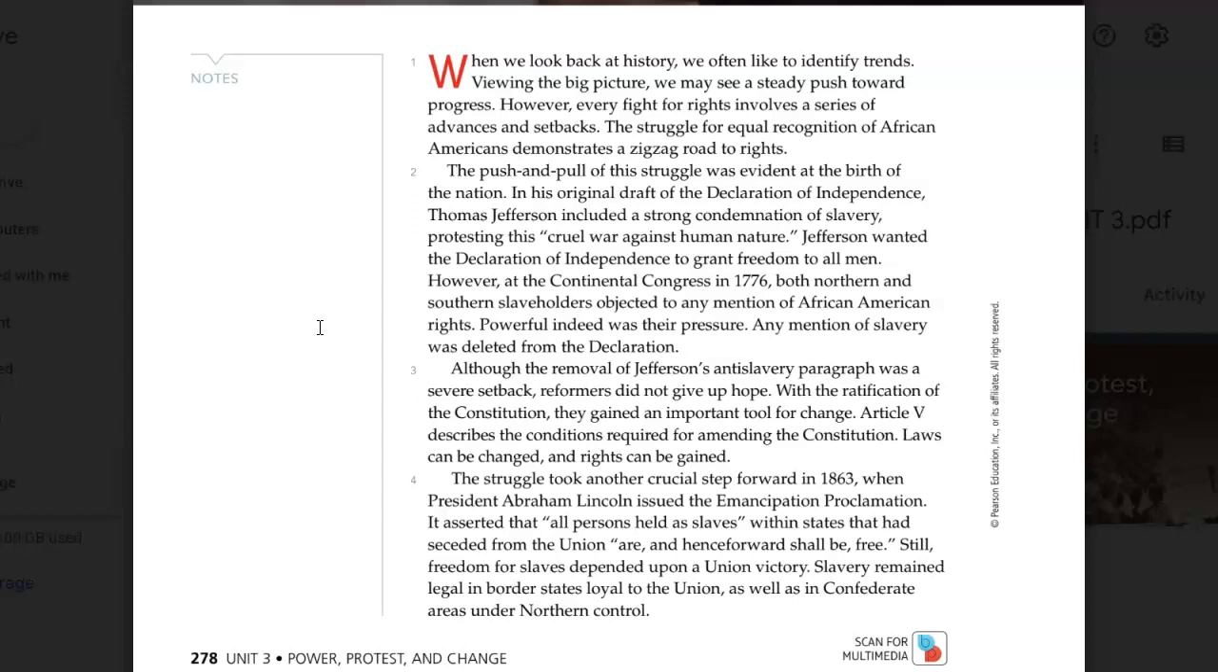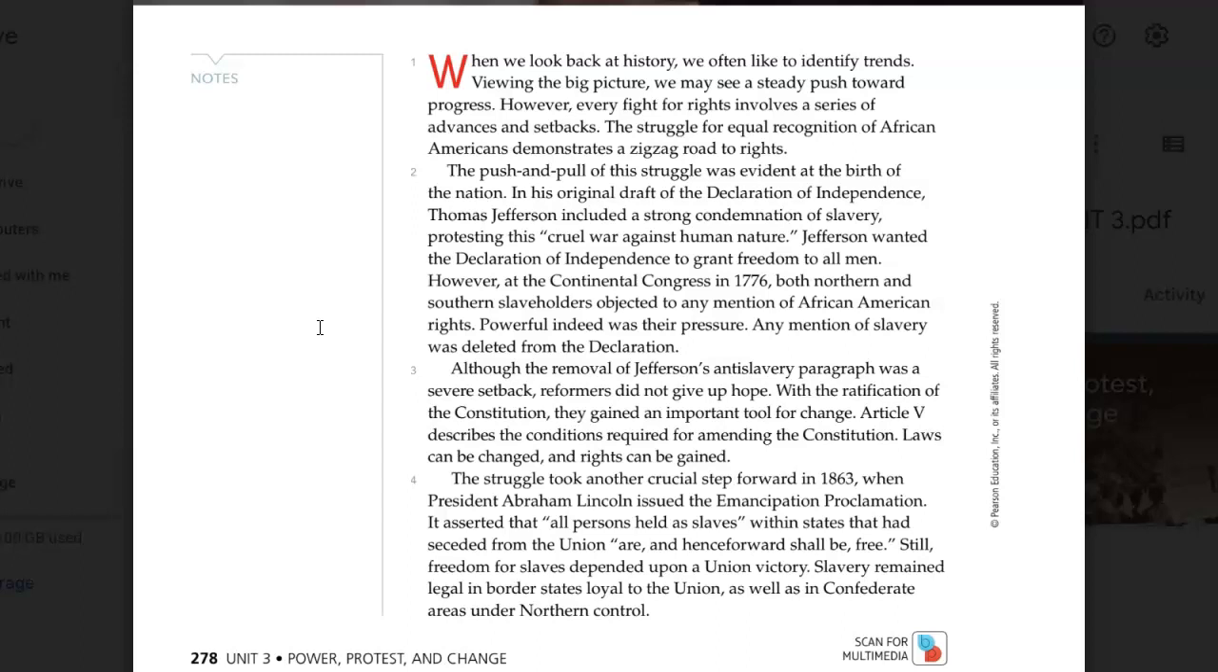Although the removal of Jefferson's anti-slavery paragraph was a severe setback, reformers did not give up hope. With the ratification of the Constitution, they gained an important tool for change. Article 5 describes the conditions required for amending the Constitution. Laws can be changed and rights can be gained.